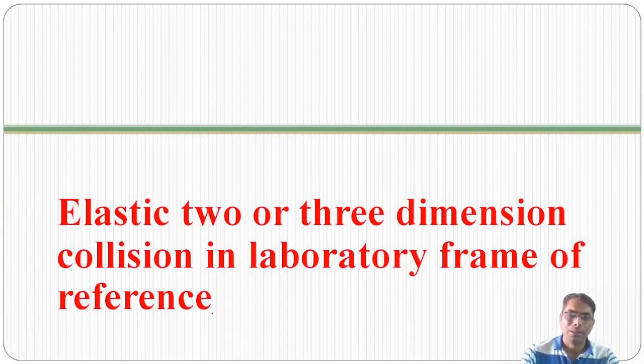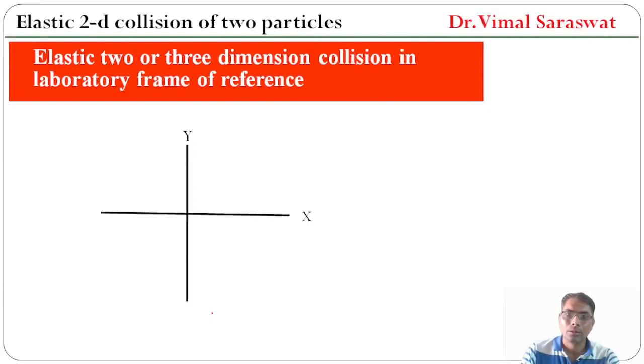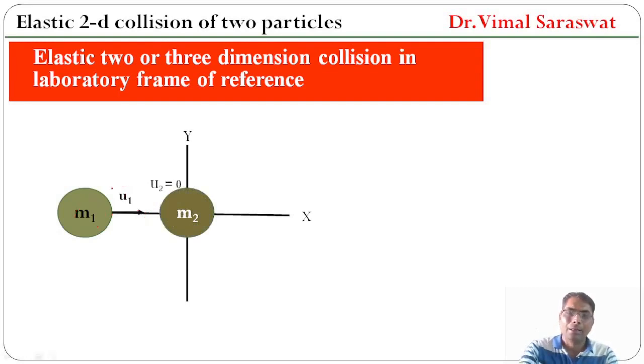So first of all, elastic 2 or 3 dimension collision in the laboratory frame of reference. Here we have a particle of mass m1 moving along the x direction with velocity u1, and another particle of mass m2 which is at rest in the laboratory frame of reference. So this is the case before collision.